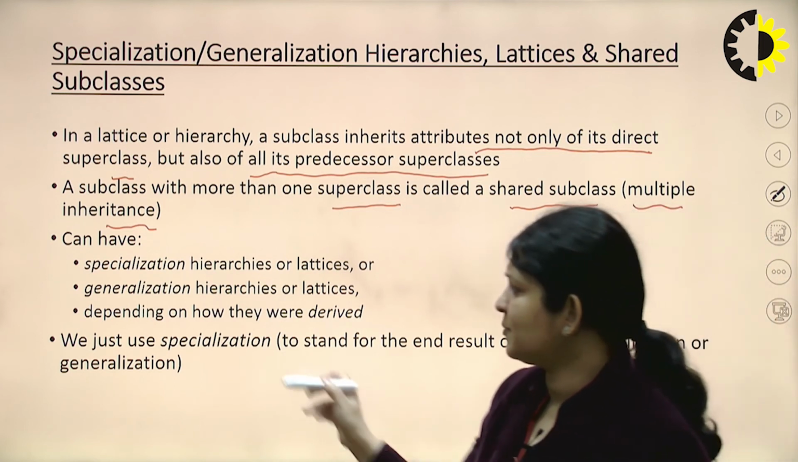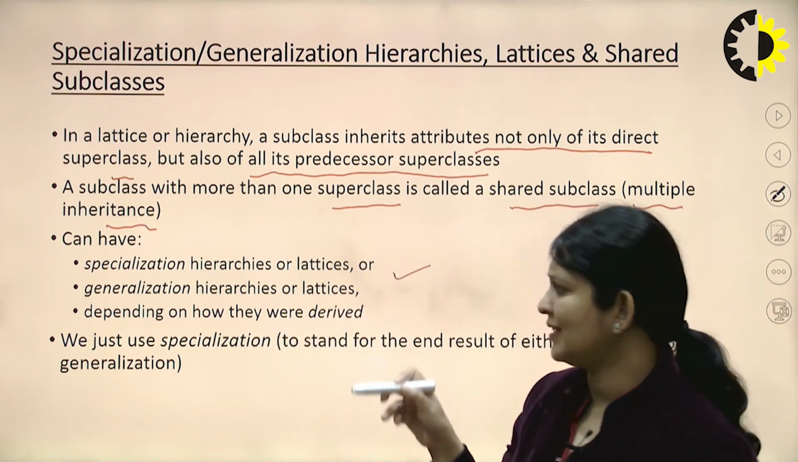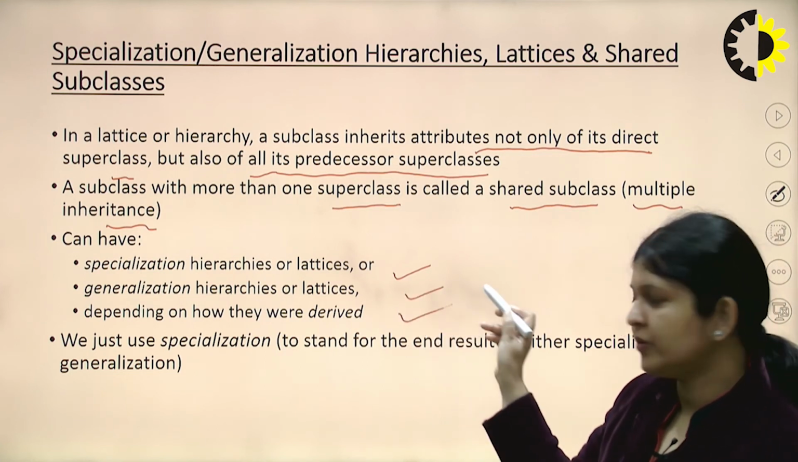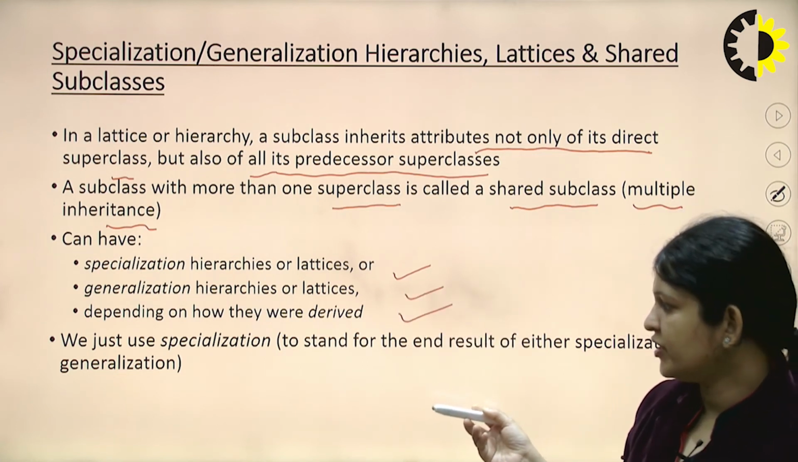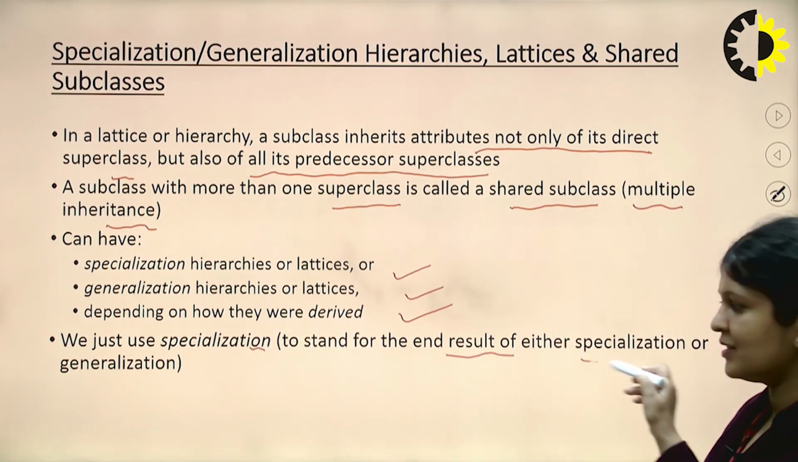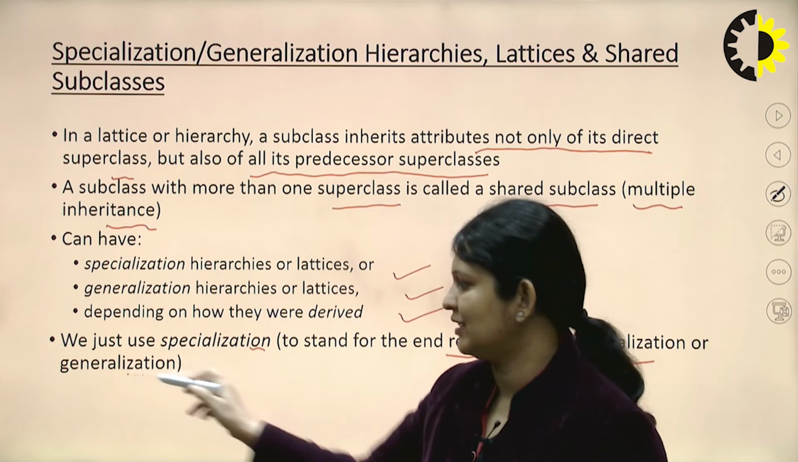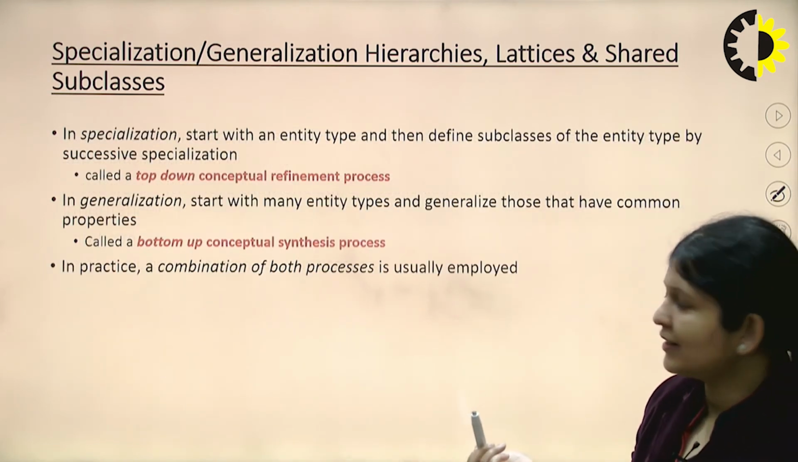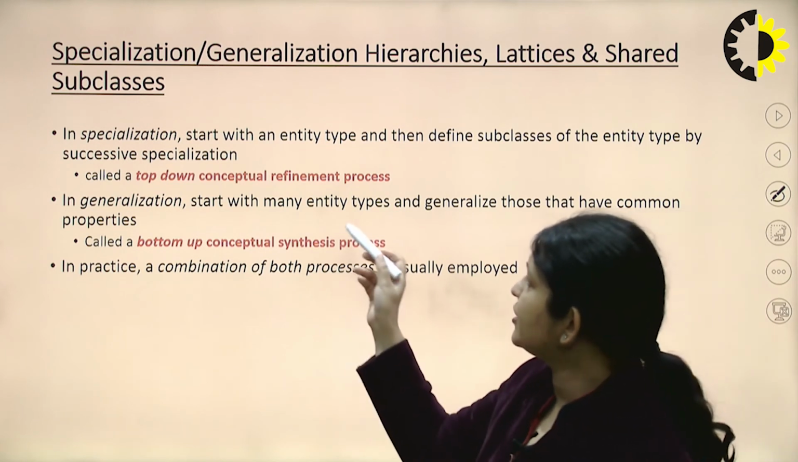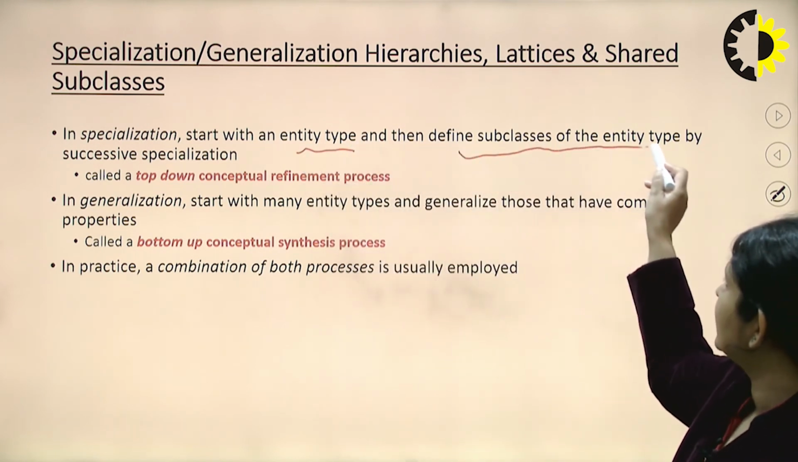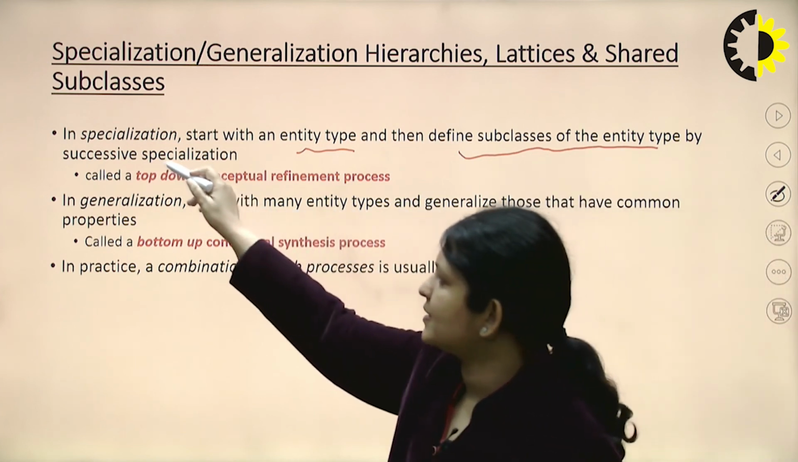So, we can have specialization hierarchies or lattice, generalization hierarchies or lattice, depending upon how they are derived. So, we just use specialization to stand for the end result of either specialization or generalization. Now we are clear that specialization starts with an entity type and we further refine it into entity types by successive specialization.